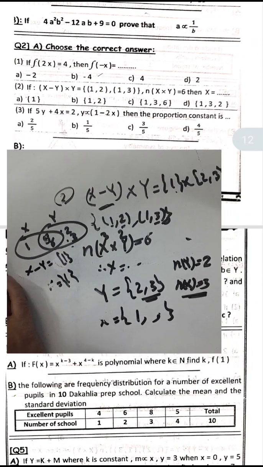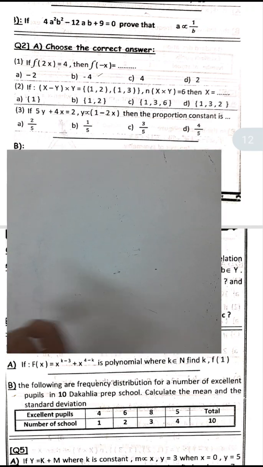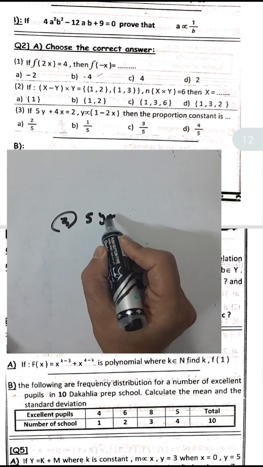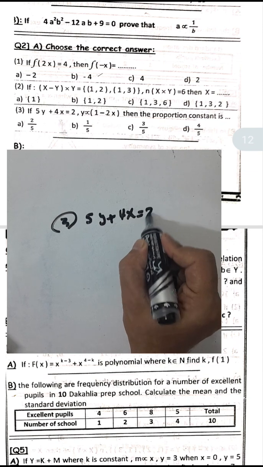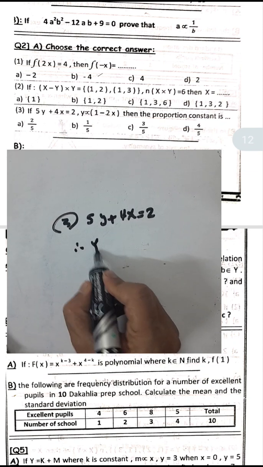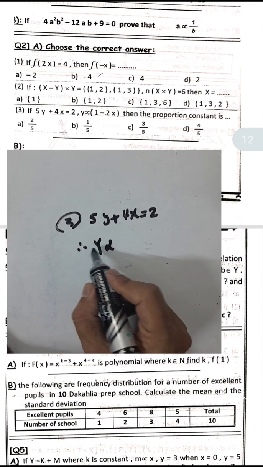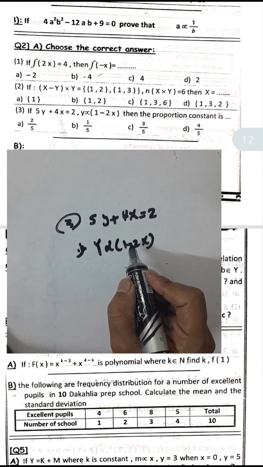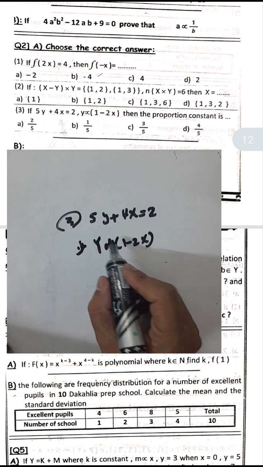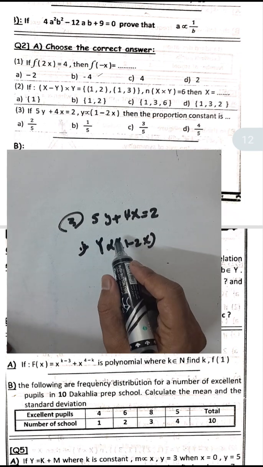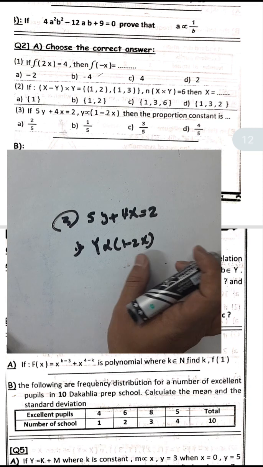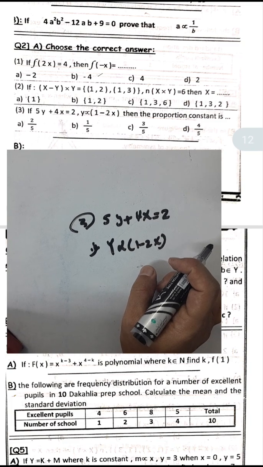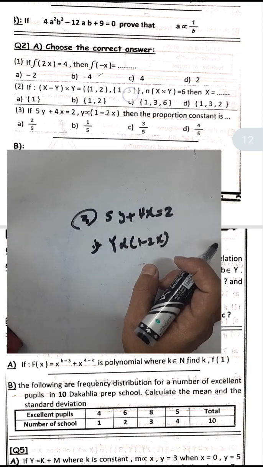Okay, question number 3. If 5y plus 4x equals 2, and he gives us the relation between y and 1 minus 2x, then the proportional constant will be what here? He gives us 5y plus 4x equals 2, and we have the relation between y and 1 minus 2x, with y and x. He wants to find the constant. The constant will be what?